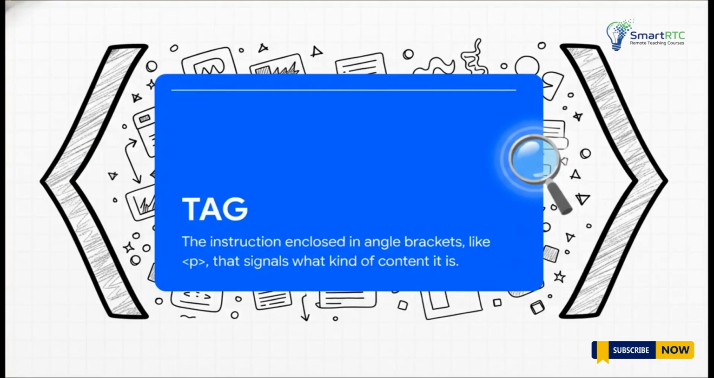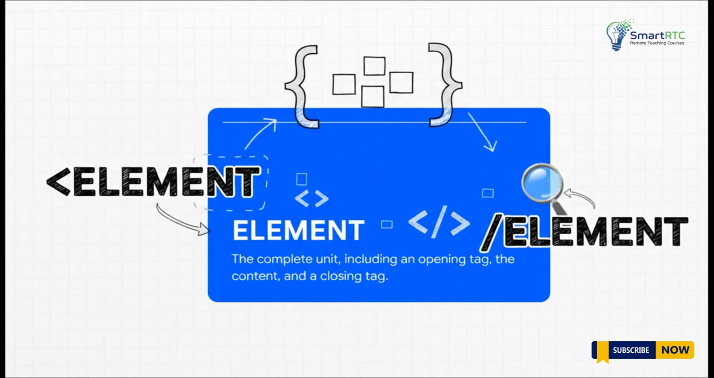Okay, at the very heart of HTML, you have tags. These are the fundamental instructions, wrapped in these angle brackets. The one you see here, P, is just telling the web browser, hey, what comes next is a paragraph. Now, when you put it all together, you get what's called an element. That's the whole package. You've got your opening tag, the actual content, and then a closing tag. And you can always spot the closing tag because of that little /.